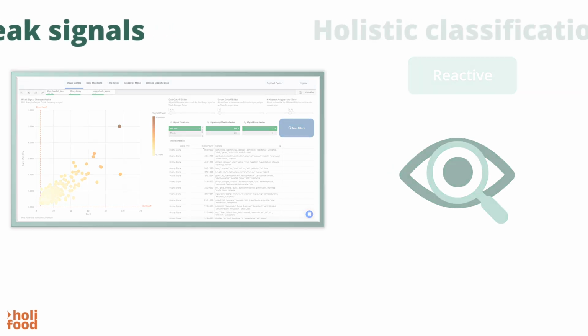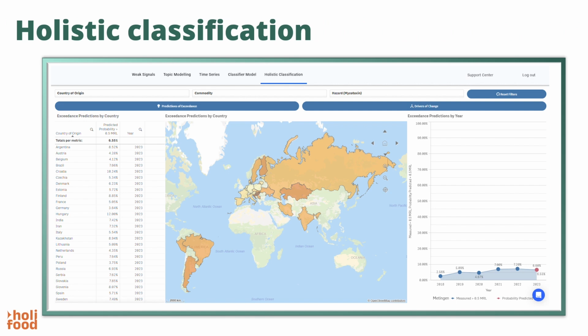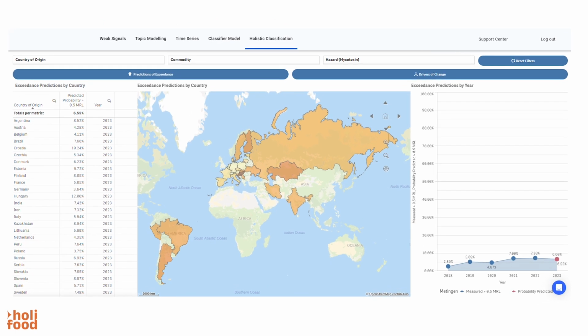Let's move on to the final tool. This is the holistic classification tool, which makes use of, as you might have guessed, a classification model. This model learns from examples from the past to make a good guess about new situations. This model is holistic because these predictions use many drivers of change, captured by more than 300 features. The tool consists of two tabs, which I will explain more about.